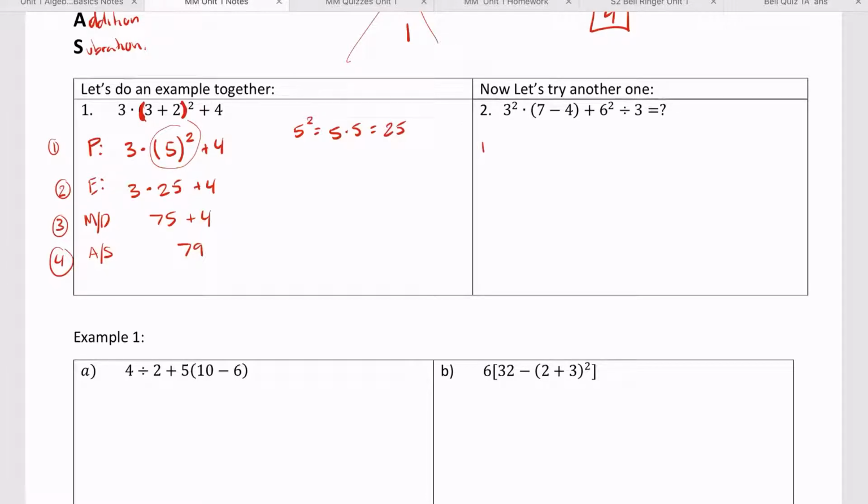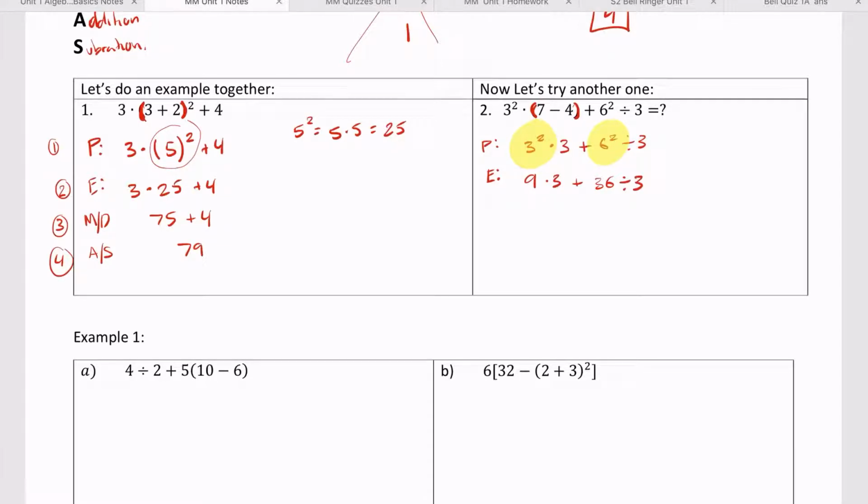Okay, first we have parentheses. All right, we have 1 parenthesis here, and that's it. So let's evaluate that. We have 3 squared still times 7 minus 4 is 3, plus 6 squared divided by 3. Okay, next we have exponents. Here's an exponent and here's an exponent. So we would evaluate 3 squared, which is 3 times 3, which is 9, times 3, plus 6 squared, which is 6 times 6, which is 36, divided by 3.